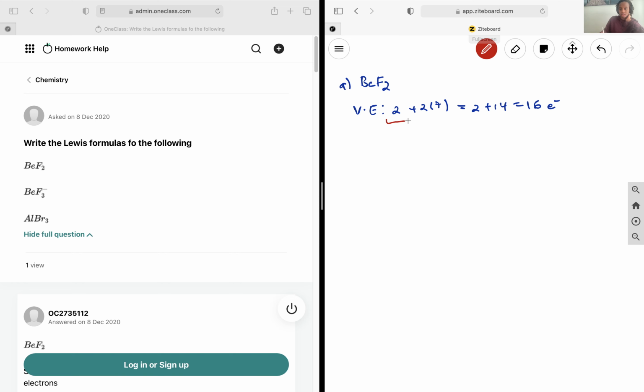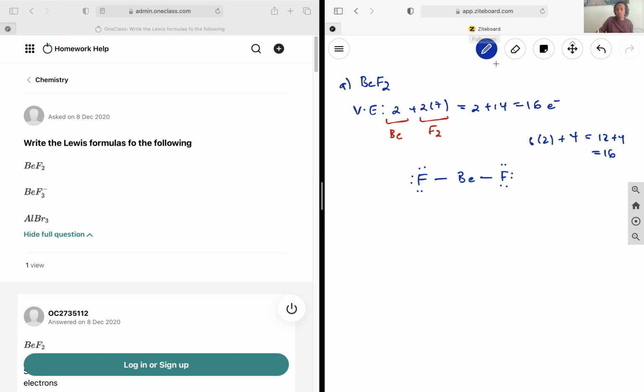Let's go ahead and label these. This is from beryllium, and this is from the 2 fluorines. Okay, and so we start with a skeleton that looks like that. Let's go ahead and add 1 bond in between them and the necessary valence electrons around the fluorines. Let's count to see if we hit the 16. So 2, 4, 6. We have 6 by 2 plus 2, 4. So 12 plus 4, and that's going to give us 16, which means we have covered all of the electrons.